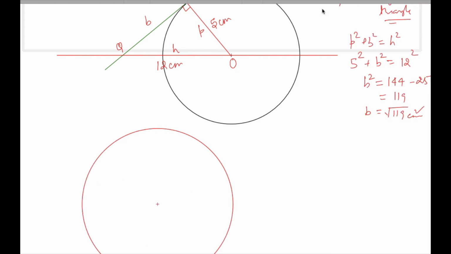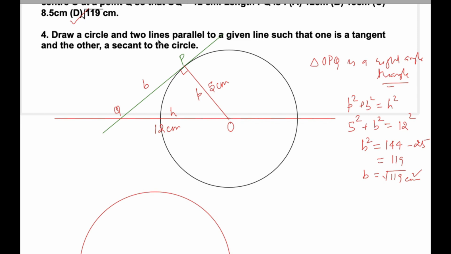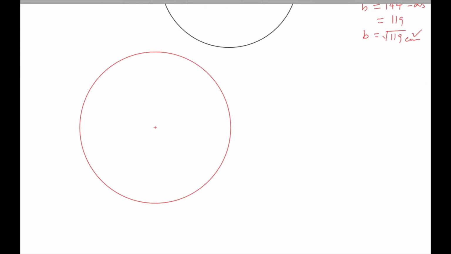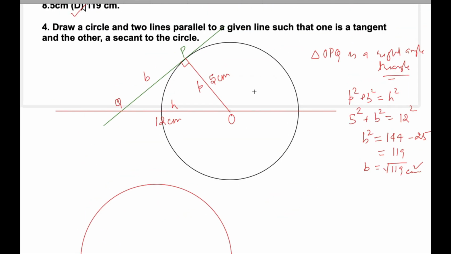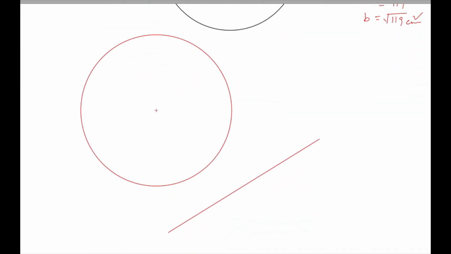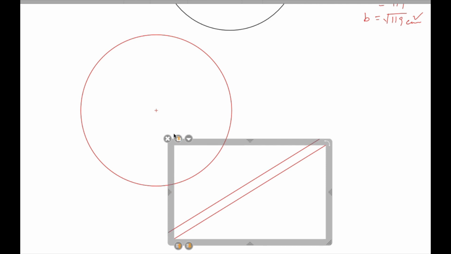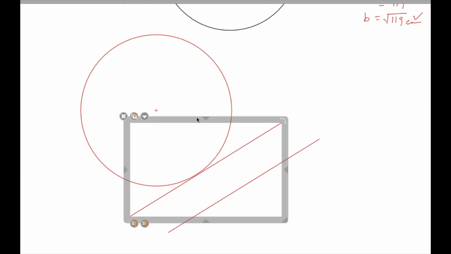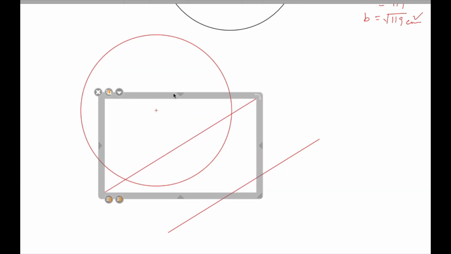So it's saying draw a circle and two lines parallel to a given line. So there is a line which is given, somewhere there is a line. So we have to draw a line. One line should be tangent and the other a secant to the circle. If you want to draw a line parallel to this, I'm just taking a copy of it, instead of drawing it. Then you have to draw it in your notebook. And then you can just take it this way.